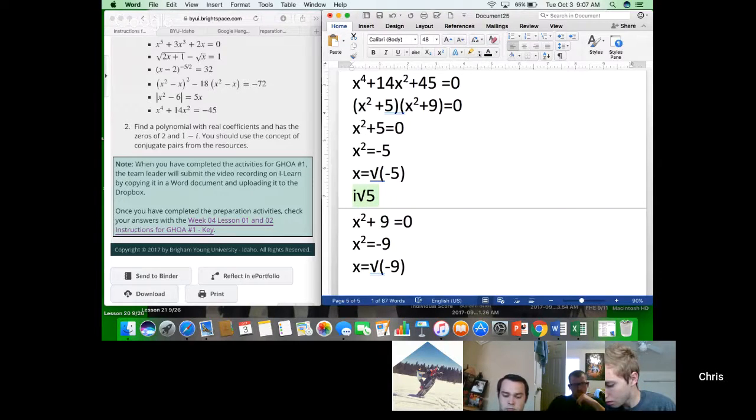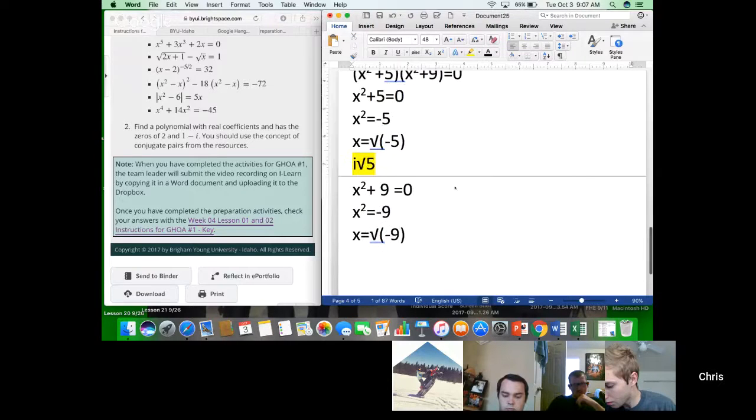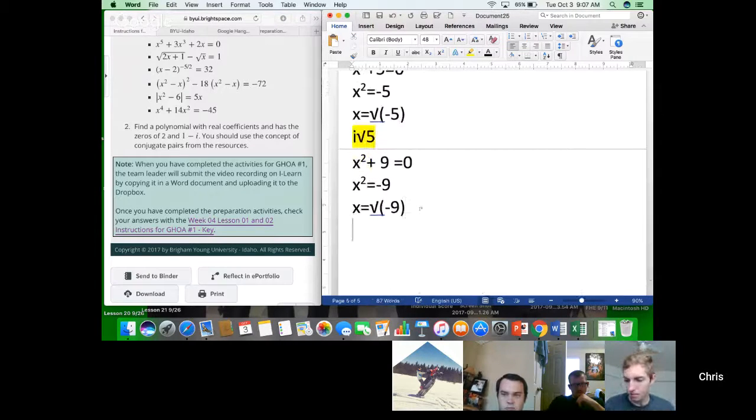And this one would come out to be negative 3. Yeah. No, because you have to do an i with the 3 in order to. Oh, right. Negative 3i.